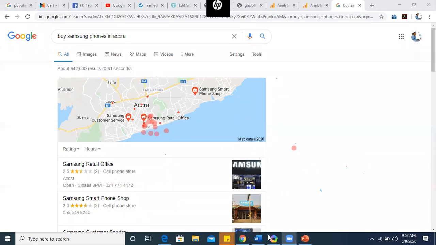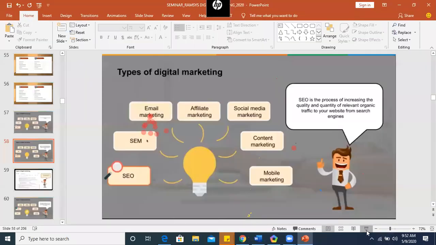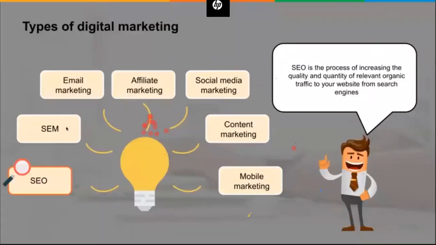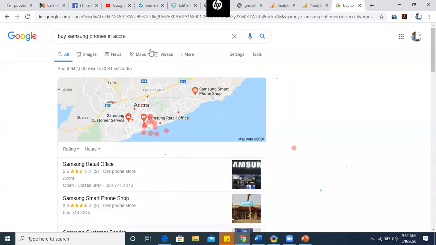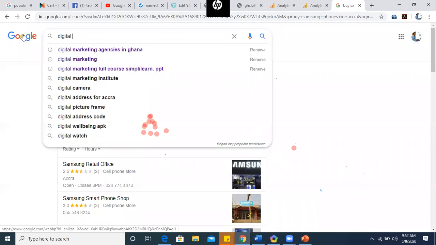The second one is what we call search engine marketing. I want to talk about it a bit. So we have SEO and SEM. Let me use an example to explain the search engine marketing. I like examples. Somebody should tell me something. Let's talk about digital marketing agencies in the world, not in Ghana.